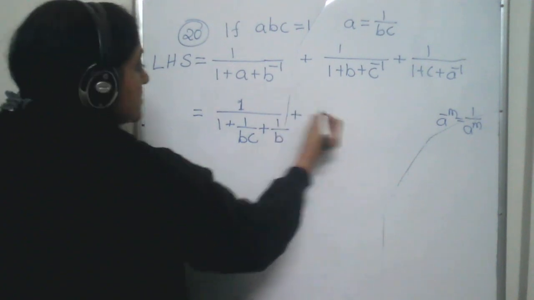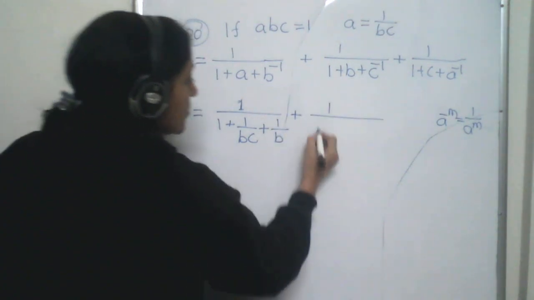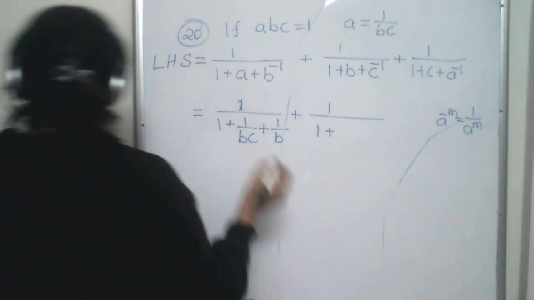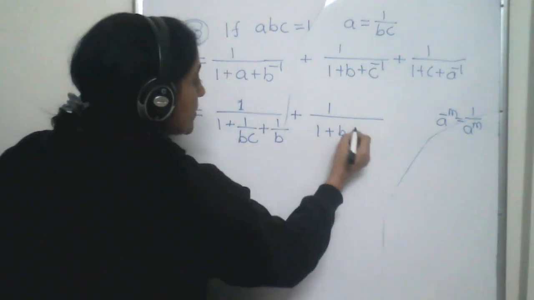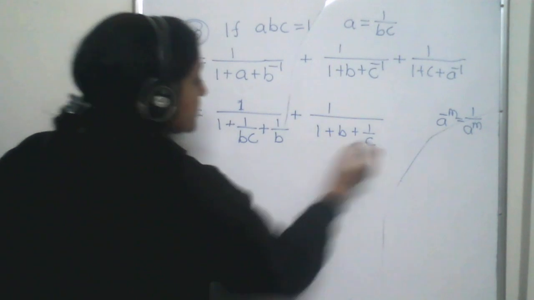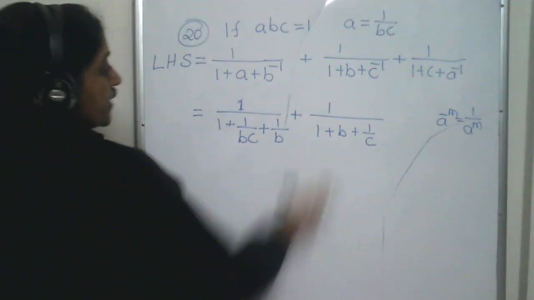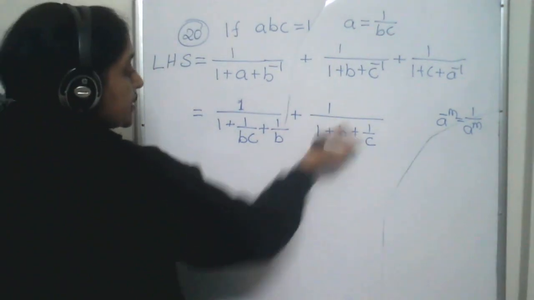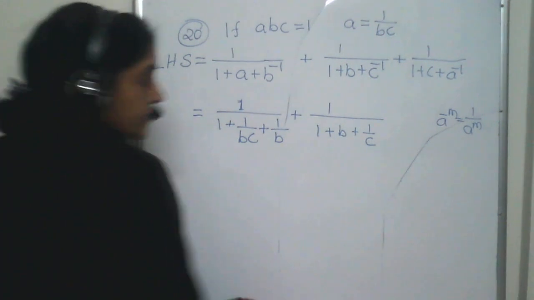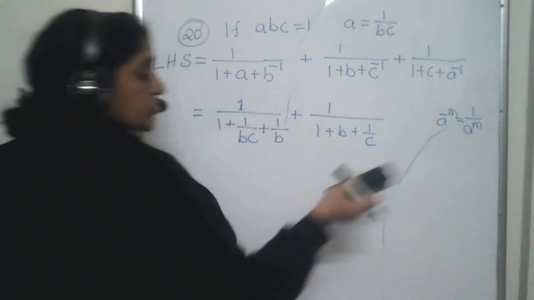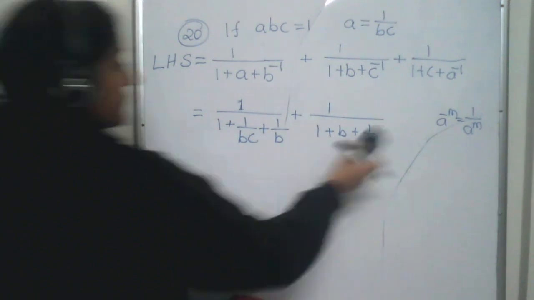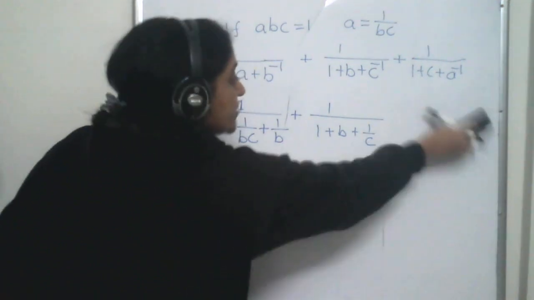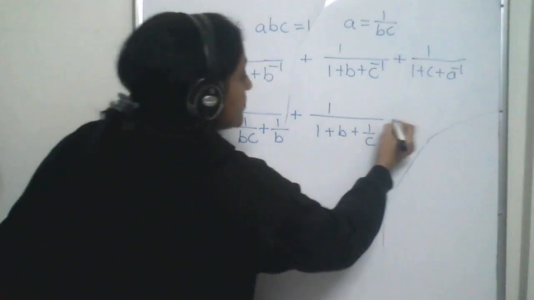Now plus 1 upon, what will I get? 1 plus b plus 1 by c as it is. Now you may say here there is no a, so I haven't substituted that. Now I'm erasing this. You should keep it at the end of the third term besides this step. Okay, I don't have space to continue with that.